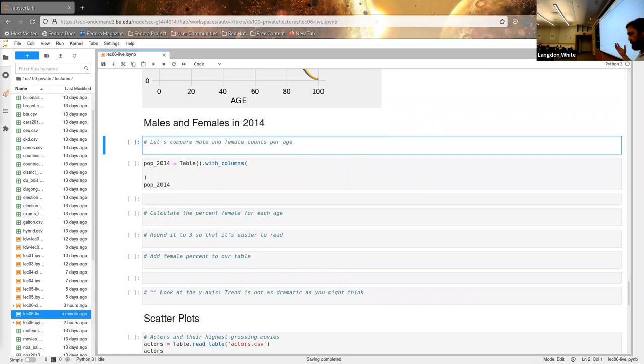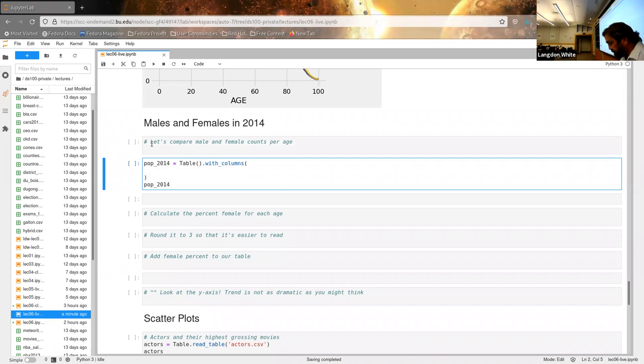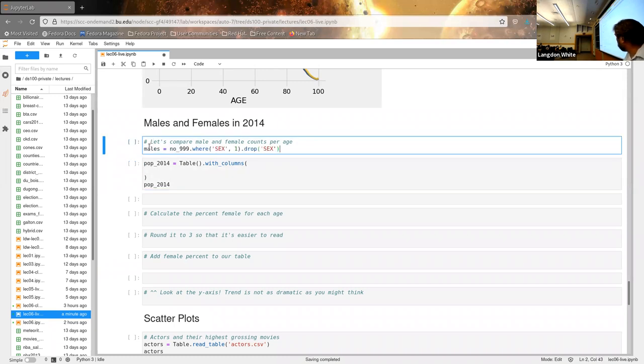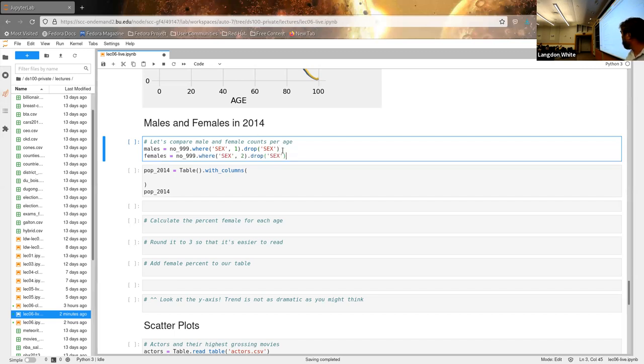Seeing what we saw before, does anybody have a theory about how we could get a table with just the males in it? How do you take only number one? Okay, so if we just take the males where sex is equal to one, we're going to drop that column again, and put it in a table called males. Then we're going to do something equally brilliant by doing the same thing with females, except using the two. And so now we have two tables, one with the males and one with the females.